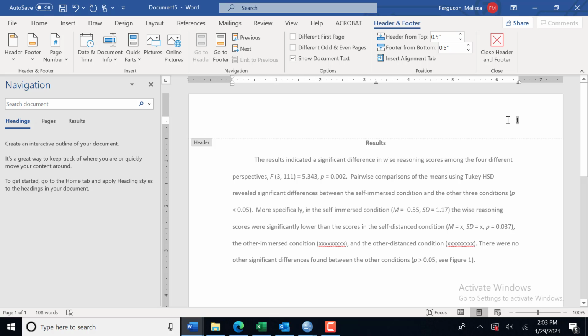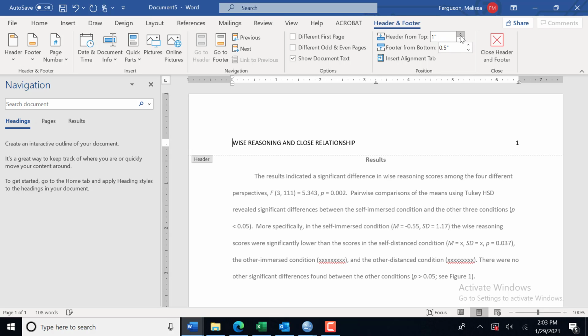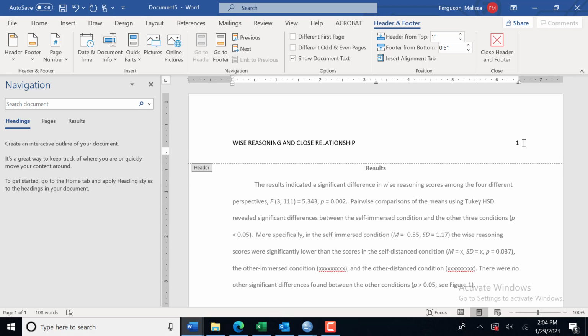Let's do our header. Remember, all in all caps. Wise reasoning. And then we'll tab over. And we want to set this header to be 1 inch. We did that for our title page already. Like I said, there's a space here, but sometimes if there's not a space, you want to just add that little space. It looks like there's a space here, so we're good. We don't need to do that.